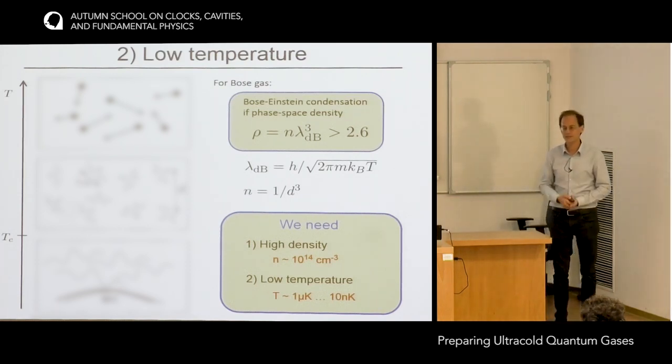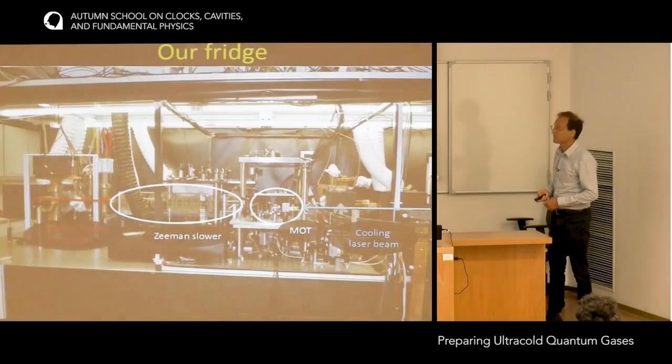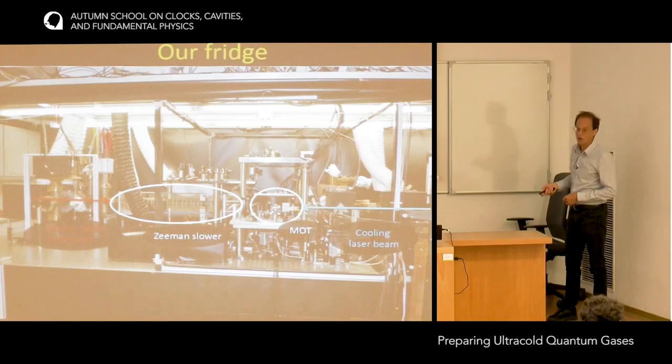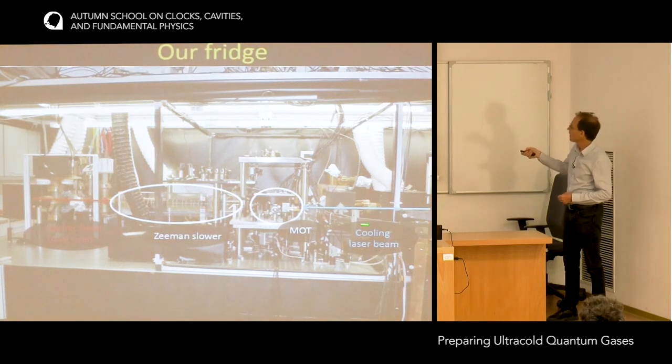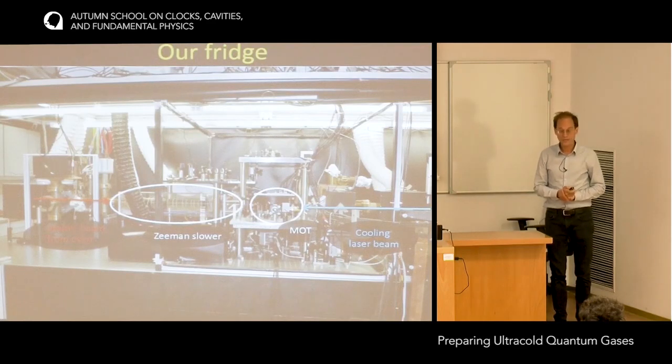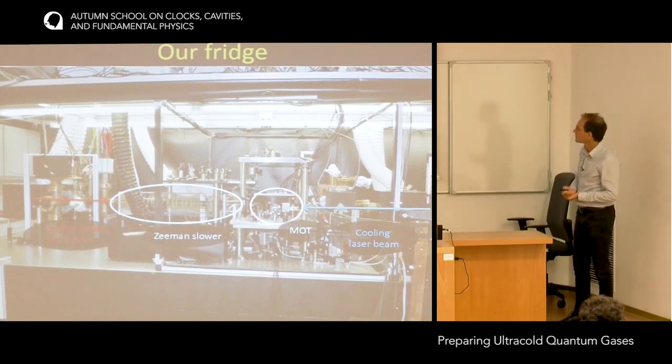So you can't reach this with a cryostat or a normal fridge. We need very, very special fridges. And here is how our fridge looks. It's a big vacuum chamber here with an oven emitting an atomic beam of strontium, and then we have here laser cooling beams slowing this beam down and capturing the atoms in our MOT. Let's walk through the technical details of this machine.